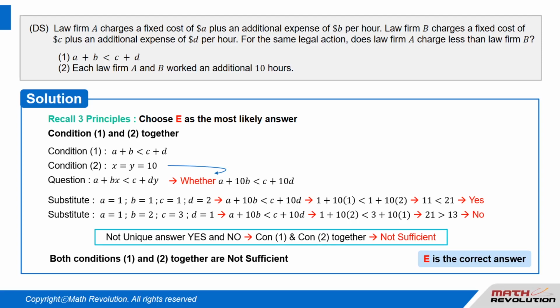The answer is E if there are 6 variables. This is the superiority of the variable approach. Both conditions 1 and 2 together are not sufficient, so E is the correct answer. When there are more than 4 variables in the question, it is most likely that E would be the answer. Therefore, always check both conditions together to save time. Answer E.